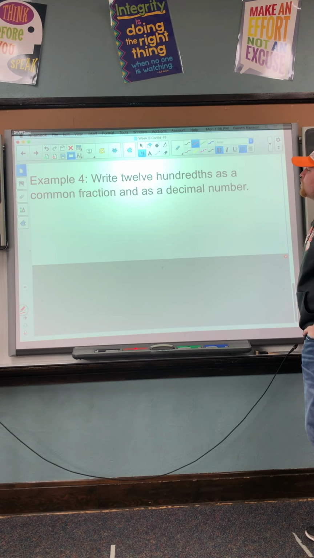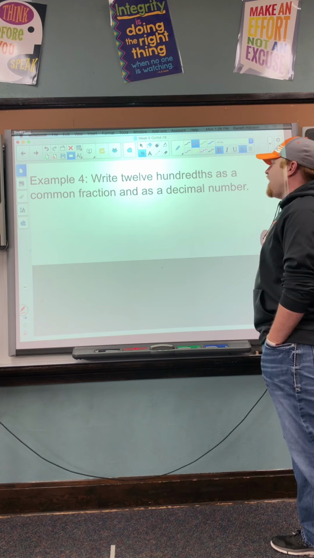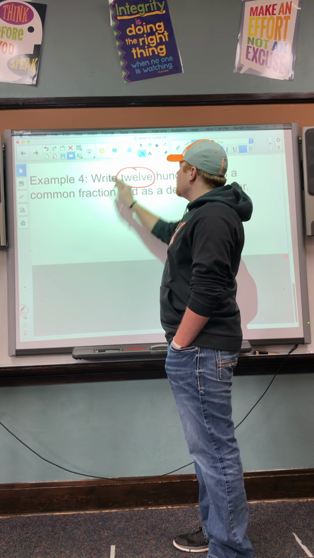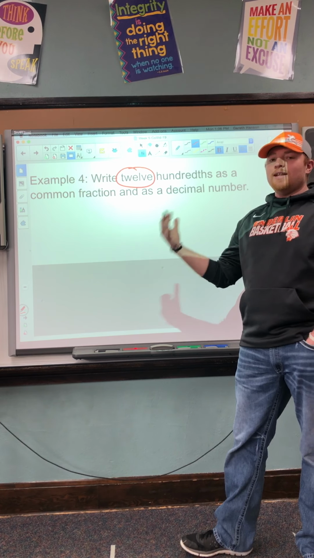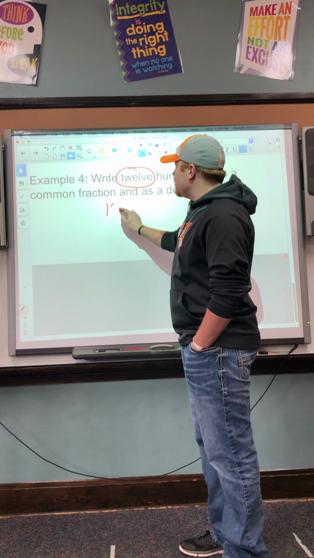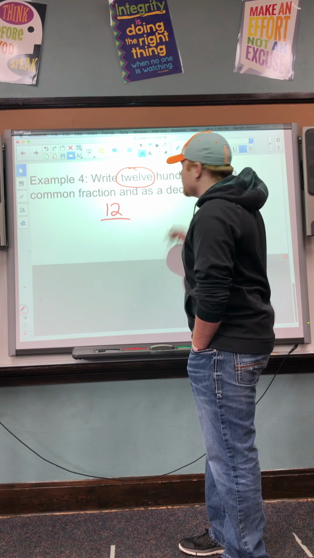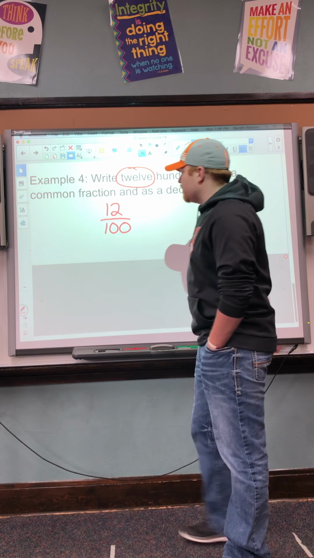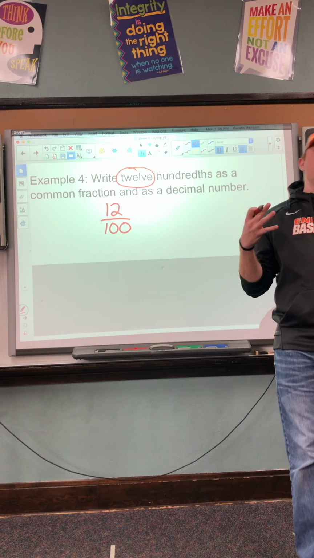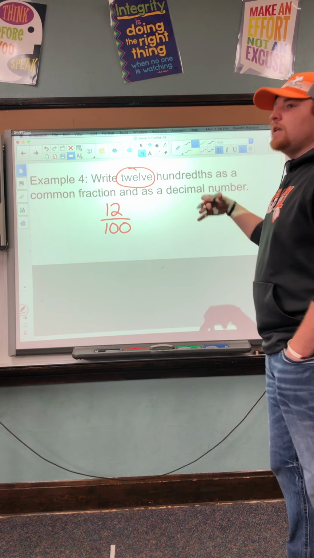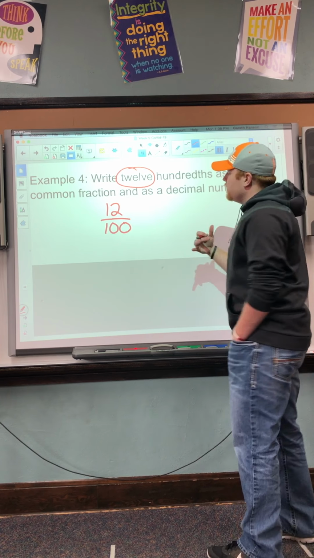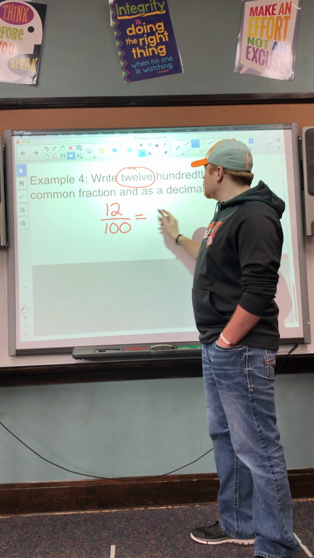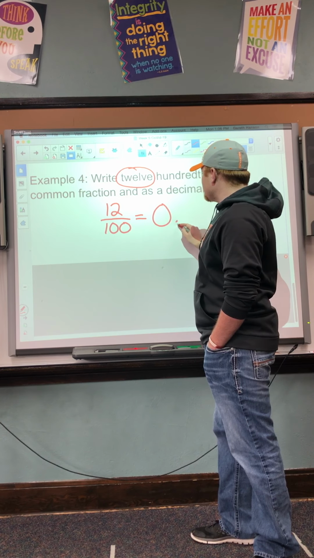Write 12/100ths as a common fraction and as a decimal number. Okay, so first things first, the first number that they list is 12. So that's your numerator. And then hundredths, that's 100, that's your denominator. Now we wrote it as a fraction, now we have to write it as a decimal. All right, so there's no whole number, so we have 0, and then a decimal point.